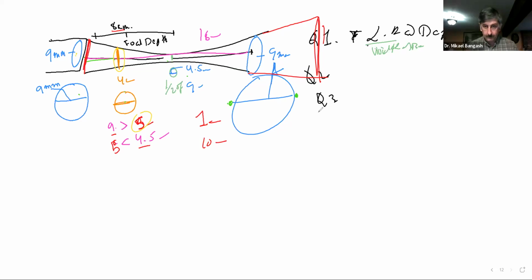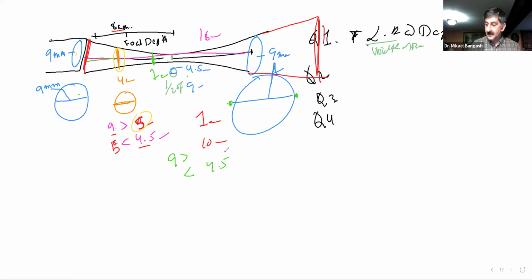Question number 4. Now it asks the very same thing, but here they go by 7 centimeters. And again, guys, we will not be able to accurately say what the diameter should be or would be. But one thing that we can say is that it's going to be lesser than 9 millimeters and still greater than 4.5 millimeters.